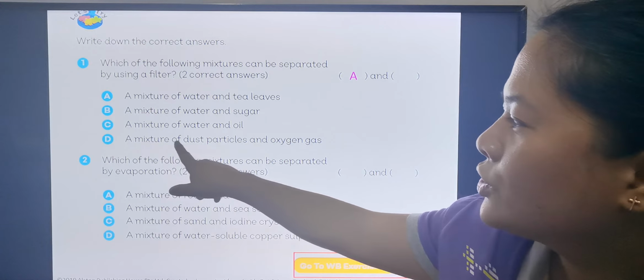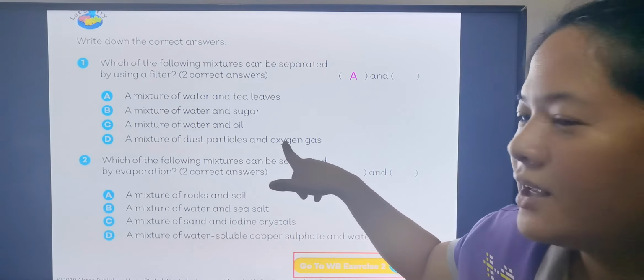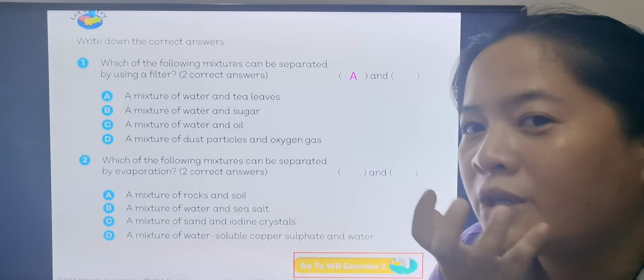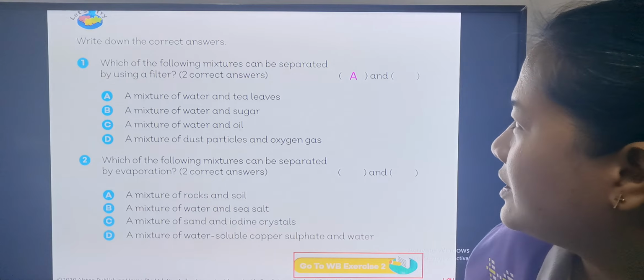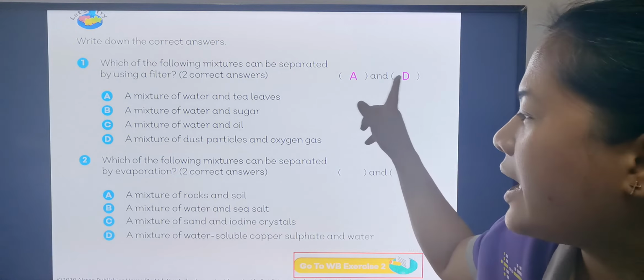And letter D, a mixture of dust particles and oxygen. This is when we use a surgical mask: you can separate the dust from the oxygen gas. So here, the answer is A and D.